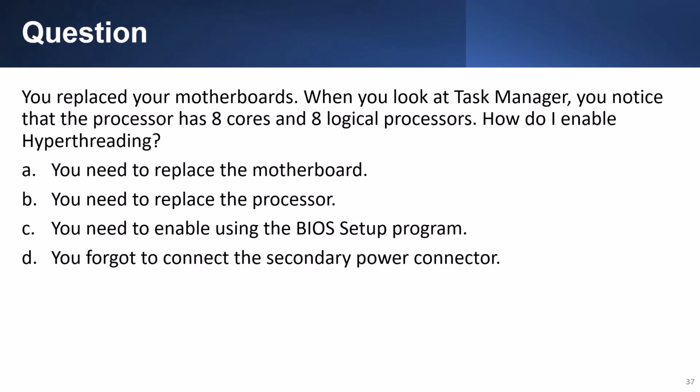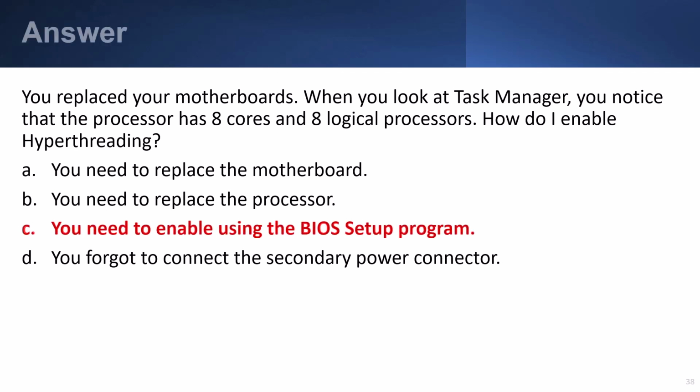Question: you replace the motherboard. While you look at Task Manager, you notice that the processor has 8 cores and 8 logical processors. How do you enable hyperthreading? Answer: you need to enable it using the BIOS setup program. When you're done, it will still show 8 cores, but 16 logical processors.